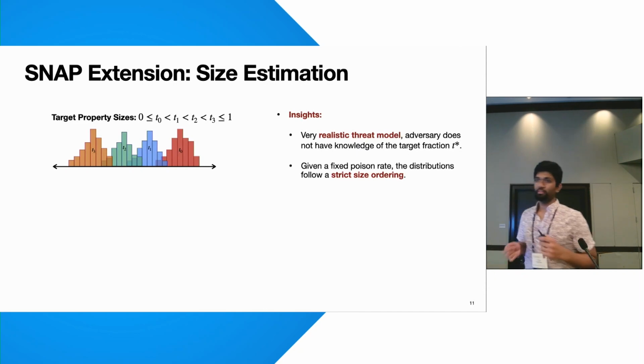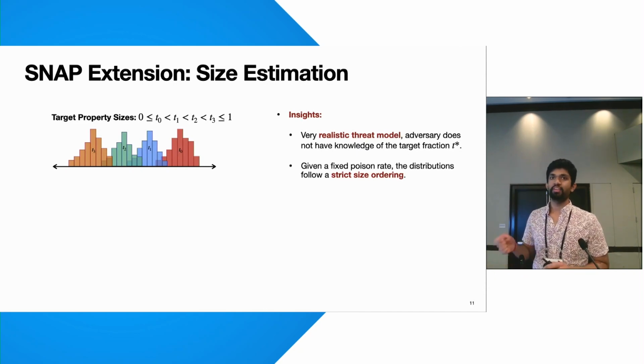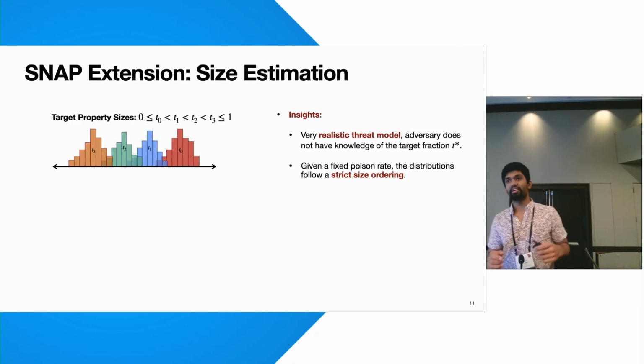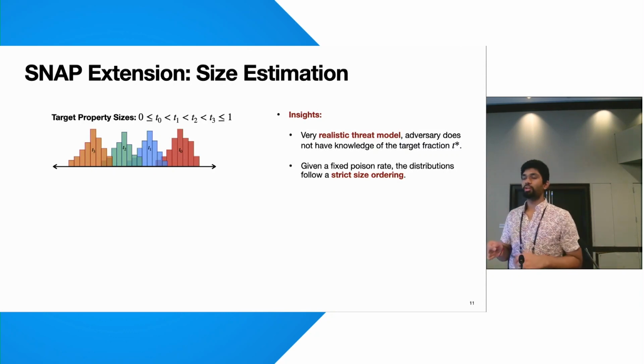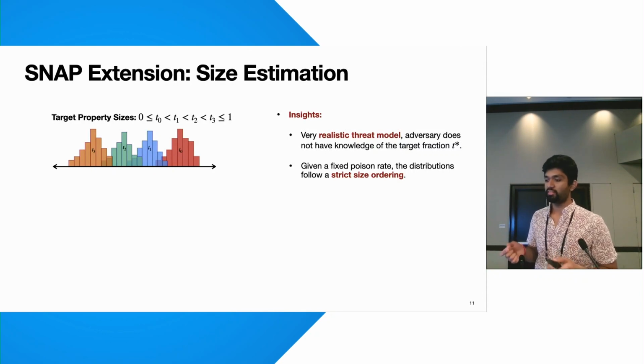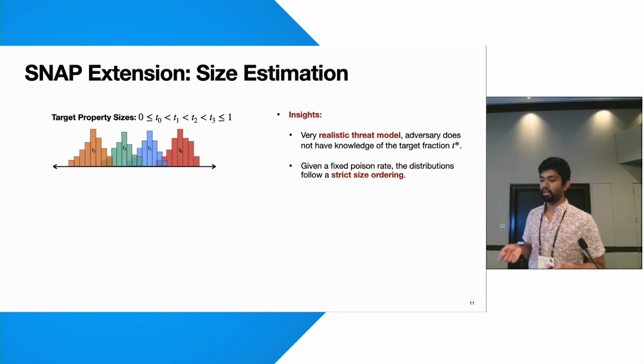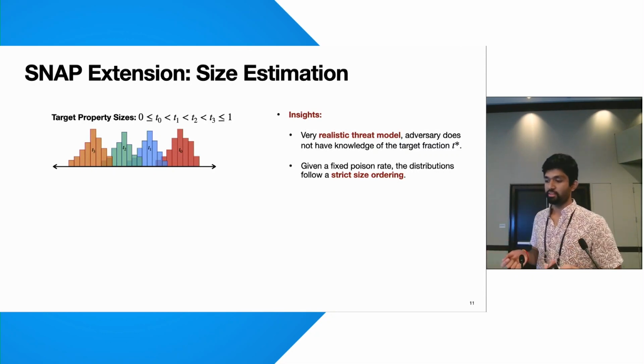So we have several extensions in our paper, but I'll focus on the size estimation extension. This is a very realistic threat model, as the adversary may not always have information about the exact target fraction T star. The crucial observation we make here in the size estimation is that the distributions follow a strict size ordering. So what do I mean by that? Say a model was trained on fraction T0, then any other models that were trained on fractions greater than T0 for the same target property will have their distributions on the left-hand side of T0, as shown in the figure here.